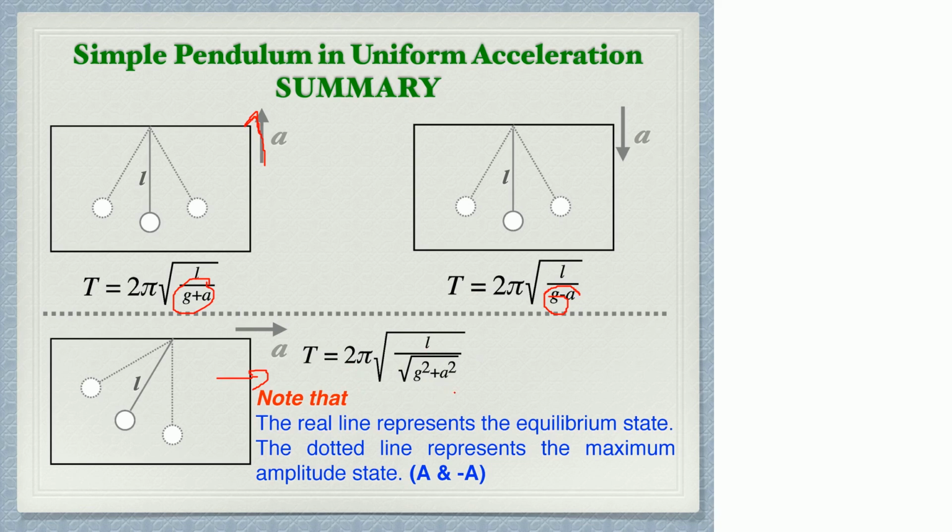See, the real line represents the equilibrium state. This real line is the equilibrium state. The dotted lines represent the maximum amplitudes. These are the maximum amplitudes. So this was the basic idea about a simple pendulum when it is inside, say, an elevator, or moving in some vehicle.